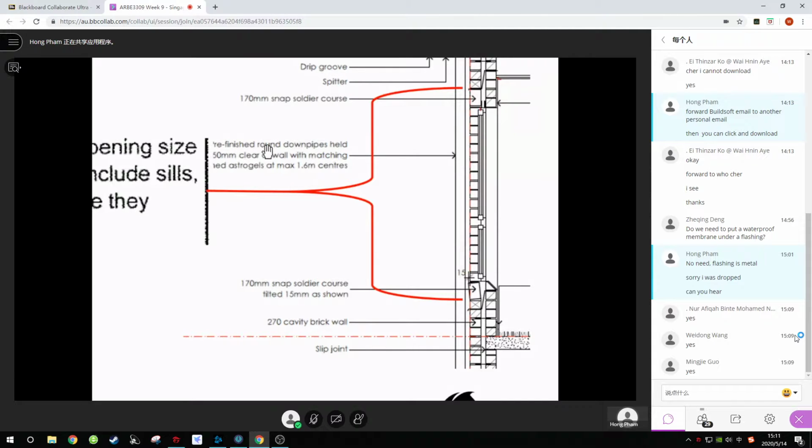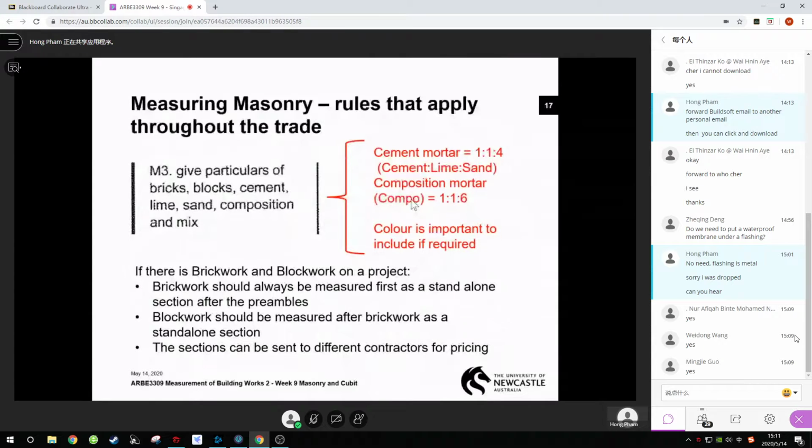Refinish around downpipes, clear wall and matching. This is just for water downpipes. Okay, now I let Trevor carry on.